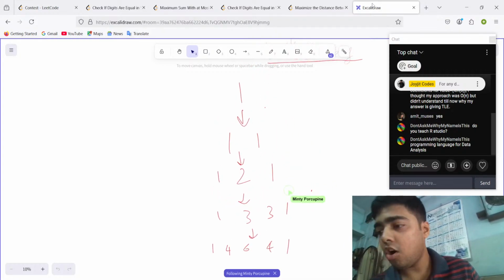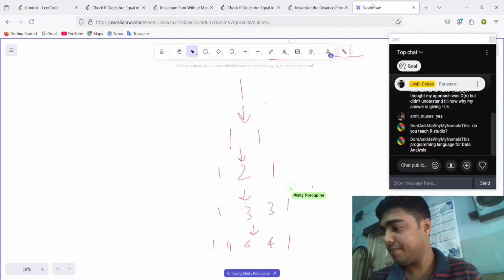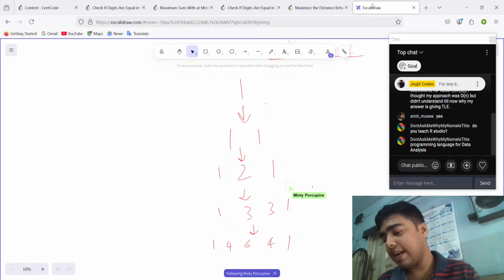Now I don't know how many of you have come across this concept called Pascal's triangle. This is exactly what Pascal's triangle looks like.